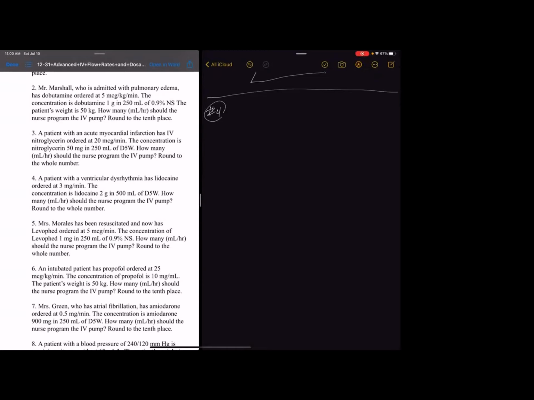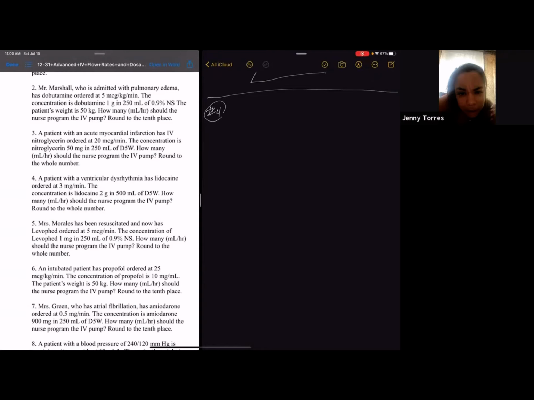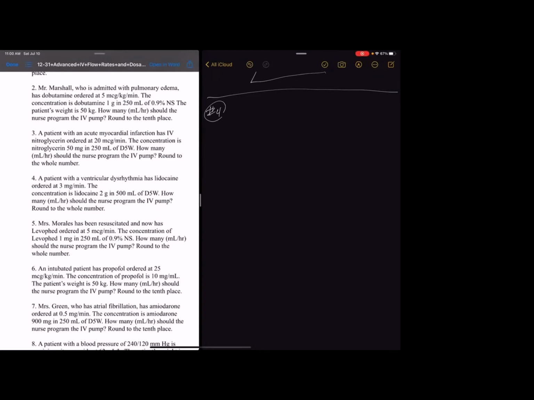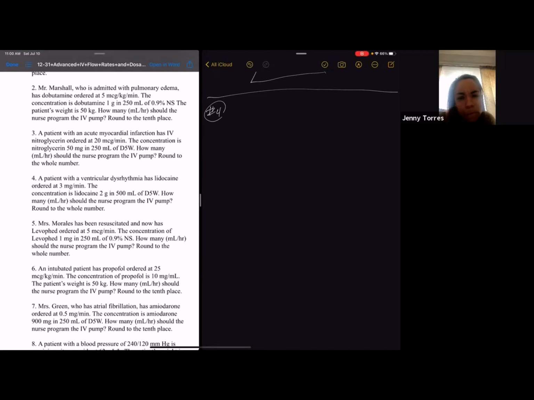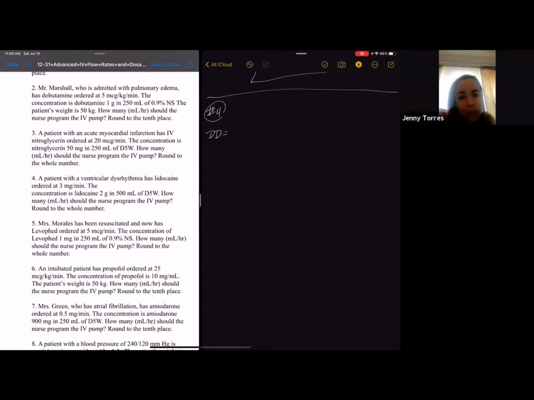Okay, number 4. A patient with a ventricular dysrhythmia has lidocaine ordered at 3 milligrams per minute. So slow down. You're gonna make a box. What did it tell you? The patient has lidocaine ordered at 3 milligrams per minute. So order means what to you? That's the desired dosage. Desired dose equals 3 milligrams per minute.